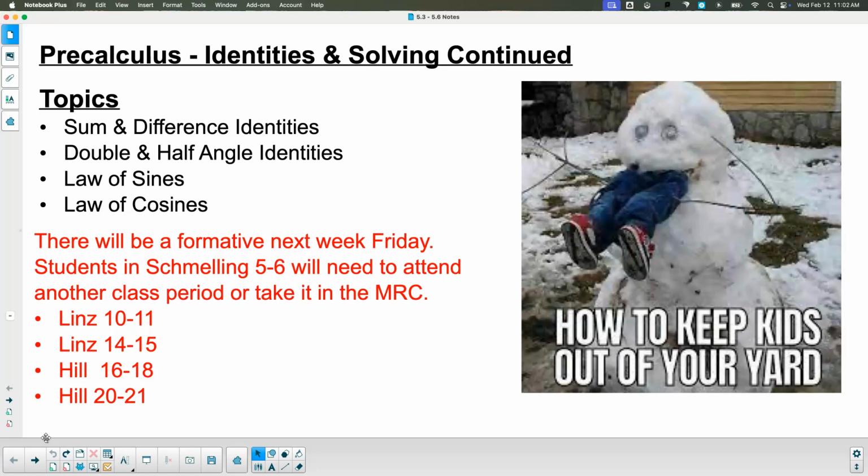tomorrow-ish. Then we're going to get into some double and half angle identities. And then we're getting into the law of sines and the law of cosines again. And we're going to expand on that knowledge from when you had law of sines and law of cosines in geometry.